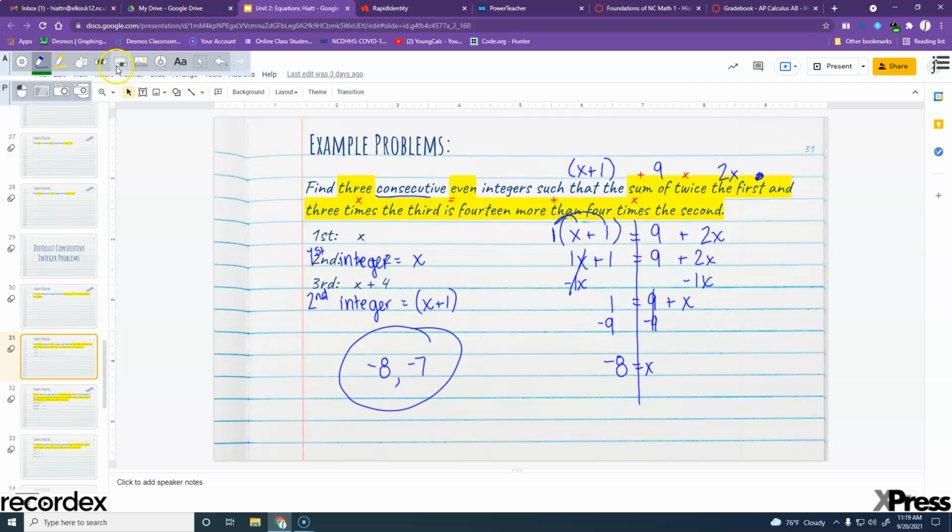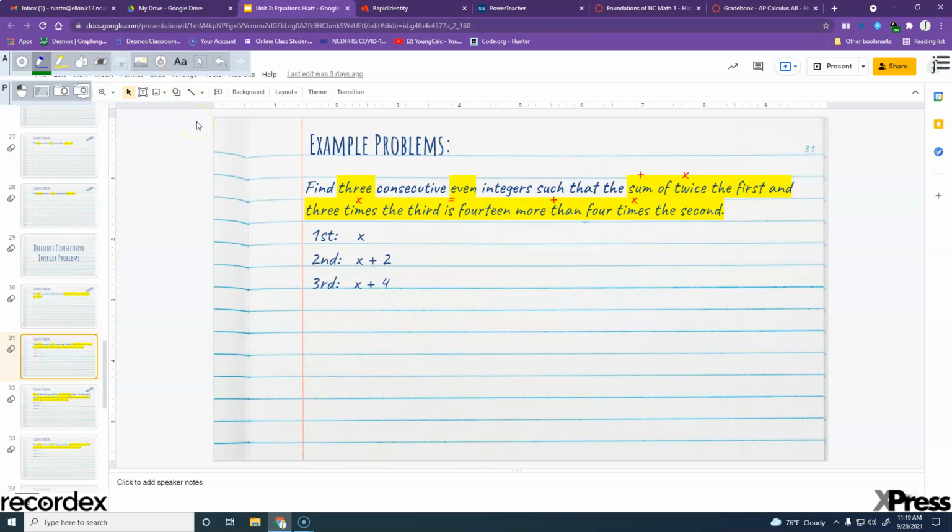Alright. Let's look at this next one. Alright, find 3 consecutive even integers such that, and it gives us all this big piece of information here. Alright. So since this is even integers, we're going to have x plus 2, and x plus 4. So first integer is x, second one is x plus 2, third is x plus 4.